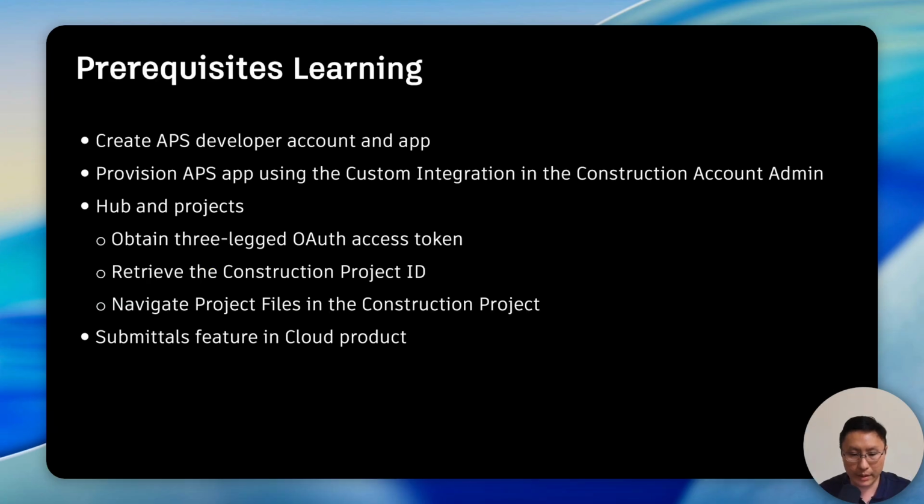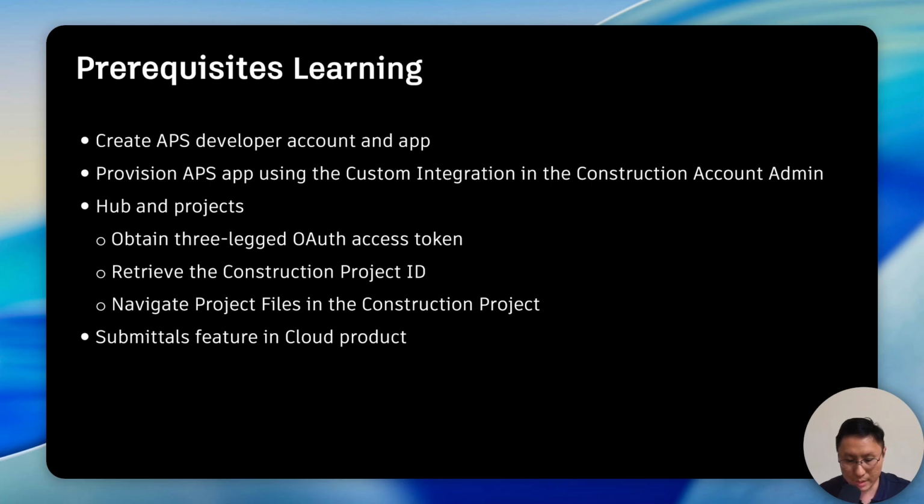Before we start, we assume you have some previous knowledge in using APS API, such as creating an APS developer account and app to get the account ID and secret, provisioning the APS app using custom integration in construction account admin to make the API work with your construction data, and some basic API use like getting 3-legged access tokens.